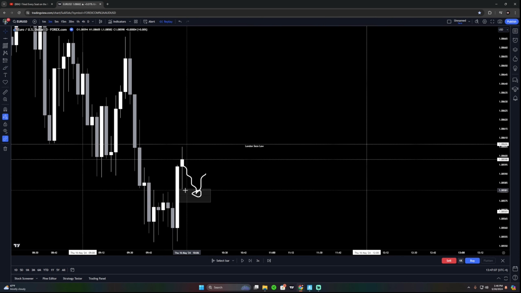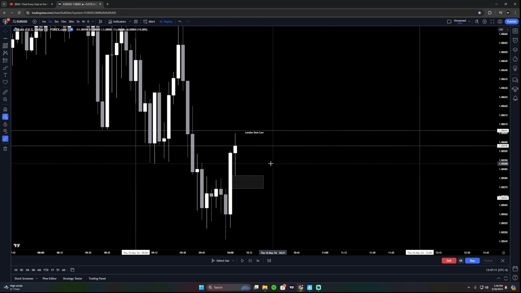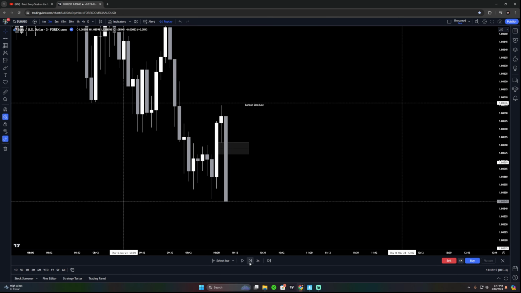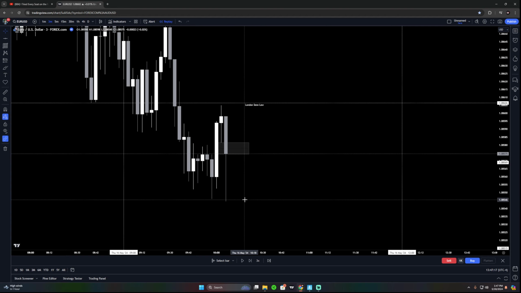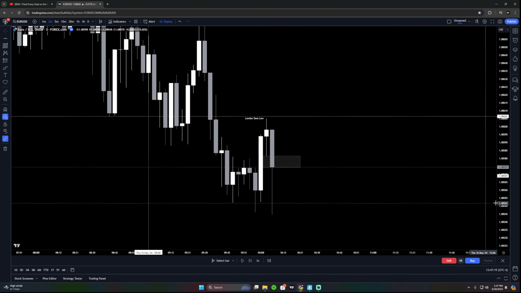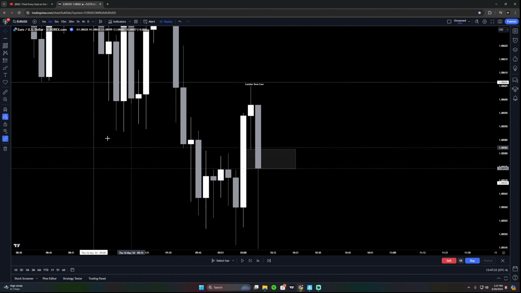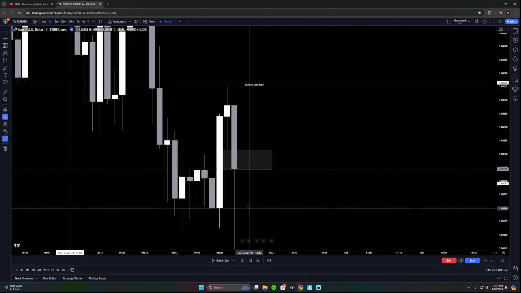Okay, so how do we do this? How do we see if price rejects? We wait for price to come into the fair value gap. Boom, price is inside the fair value gap. As you can see right here, price pushed way past it, way past the fair value gap, but did it cancel out the fair value gap?